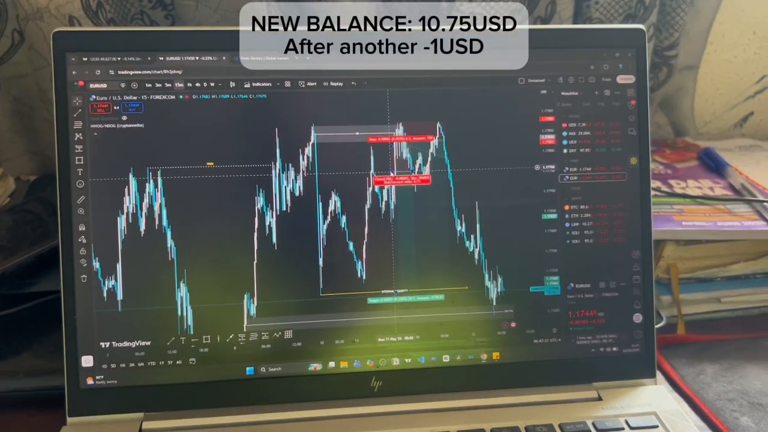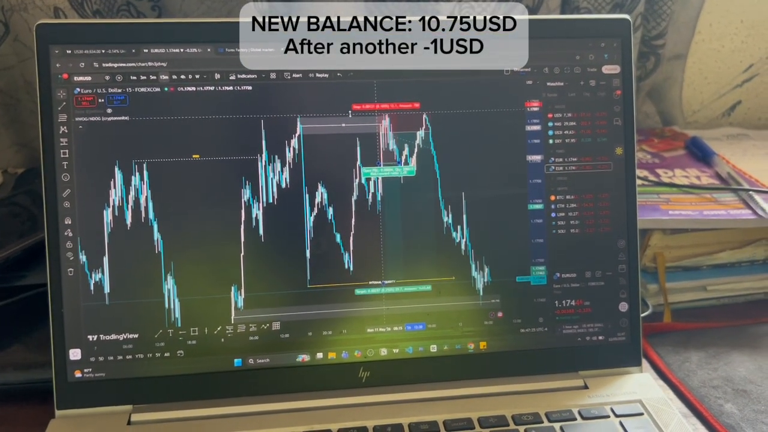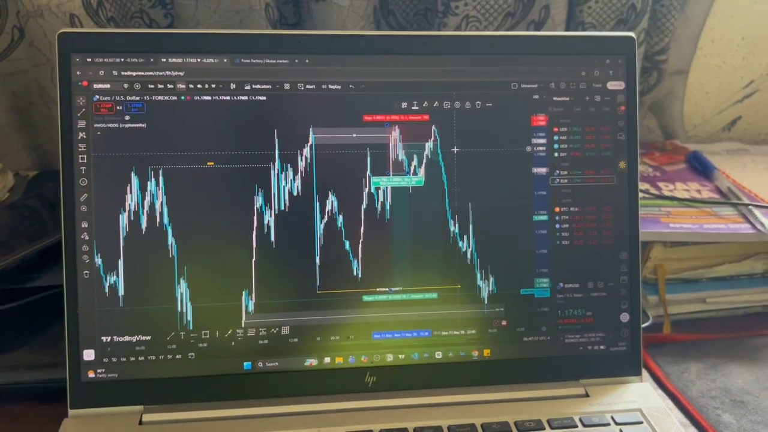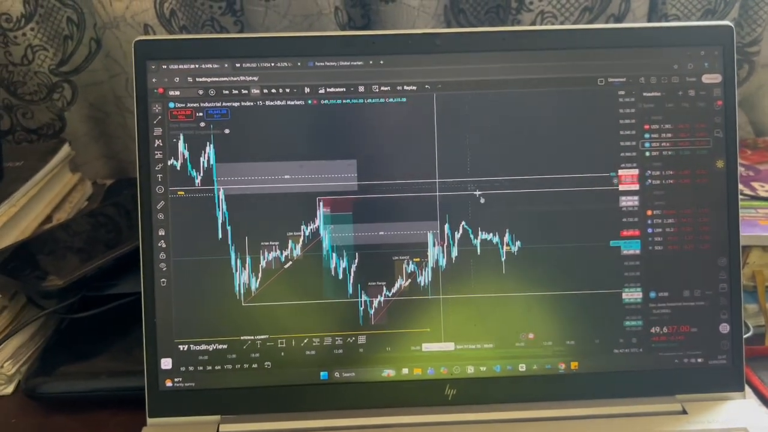Or best case scenario, I would have taken a trade here and used this high, secured high, as my stop loss, but that would have been a big stop loss. So patience would have paid better in this scenario. So that's what I learned there.